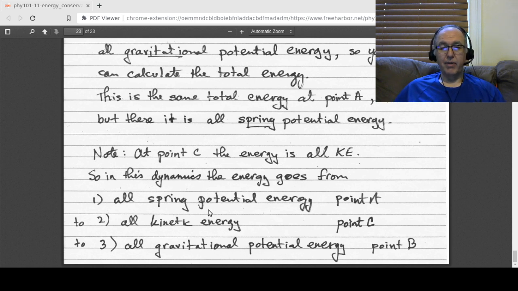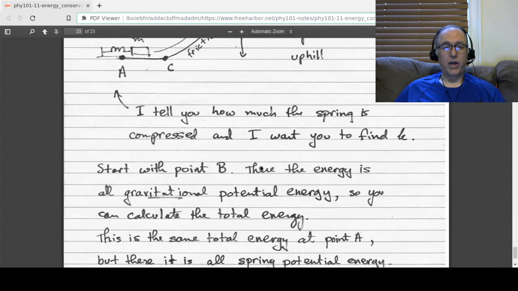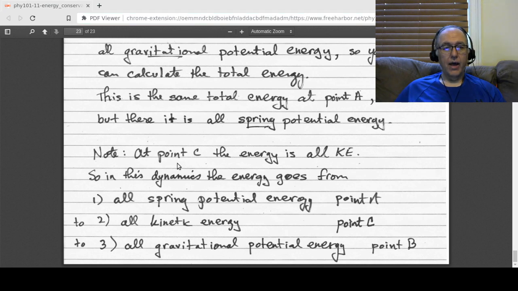And so here at the very bottom of the paragraph, I say, look, at point B, all the energy is spring potential energy. At point C, all the energy is kinetic energy. Oh, wait a sec. My points are in a different order. I'm sorry. There's point A, point C, and point B, so they're not quite in order. Point A is all spring potential energy. Point C is all kinetic energy, and point B is all gravitational potential energy. You can see the energy sloshing back and forth between them.